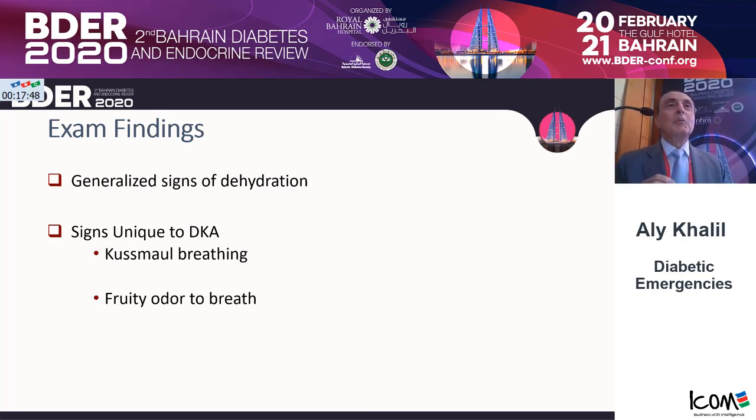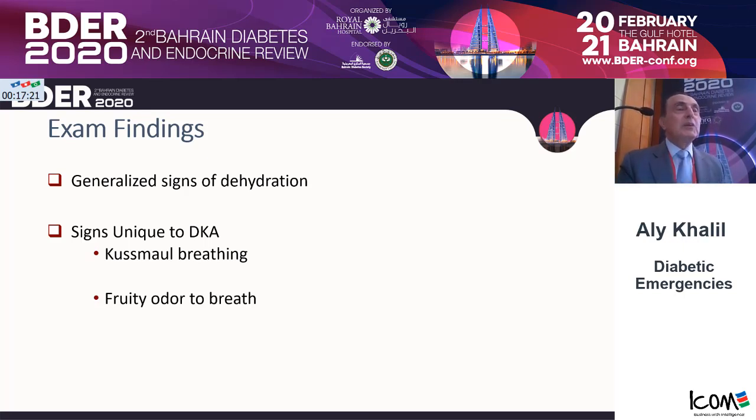Can anyone tell me what Kussmaul breathing is? It's deep, fast breathing, because you want to get rid of as much of the CO2 as you have. Do you have apnea during Kussmaul breathing? You don't have apneic episodes. That's what differentiates Kussmaul breathing from Cheyne-Stokes breathing in CNS disease.